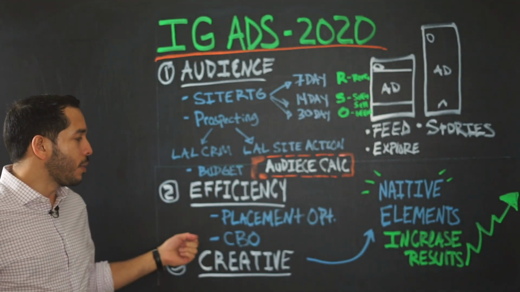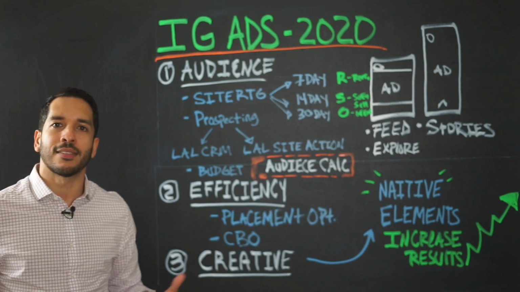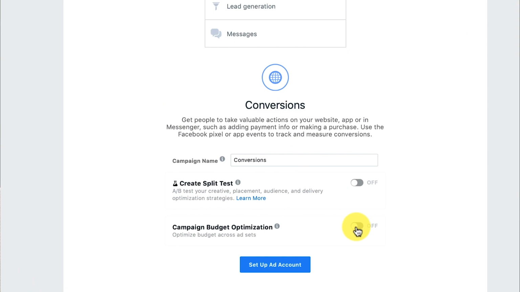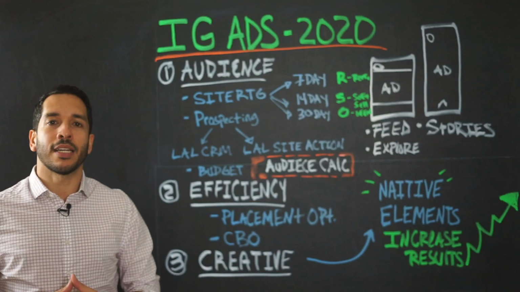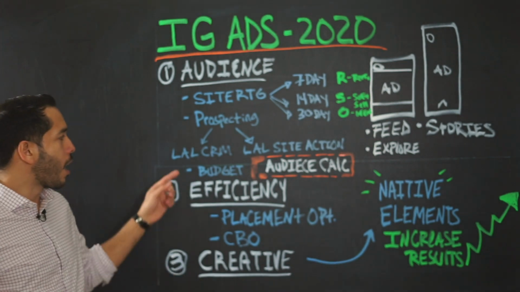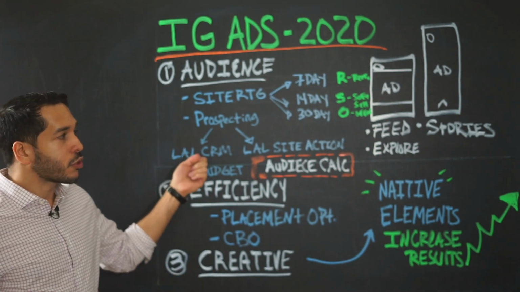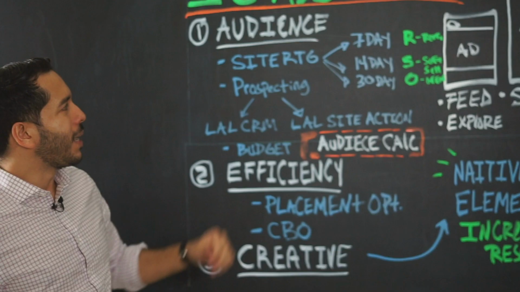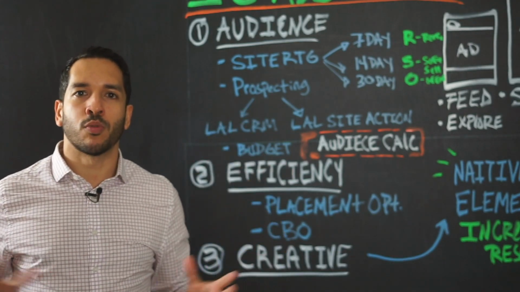Now, the next thing you want to be using, which is relatively new in the last year or so, they introduced what they call CBO, or campaign budget optimization. So the idea here is, let's say you have 3 different audience groups that you built. So you built maybe an audience from your lookalike of purchasers, an audience from your lookalike of your site action, and then maybe a third bucket, which was interest targeting.